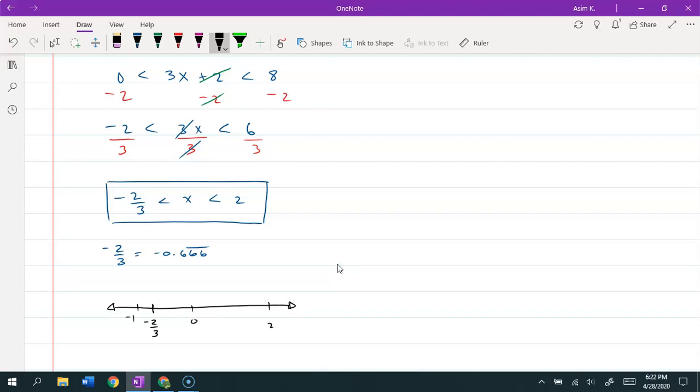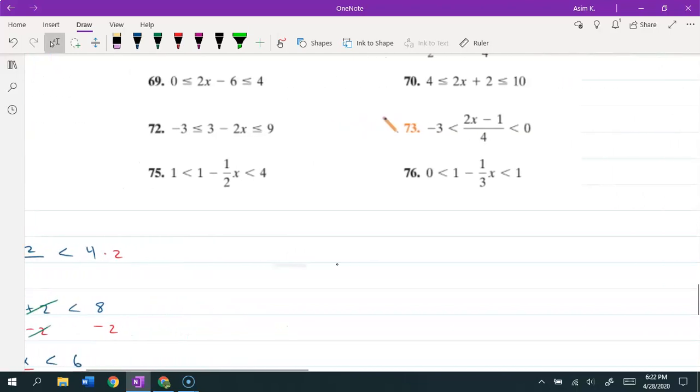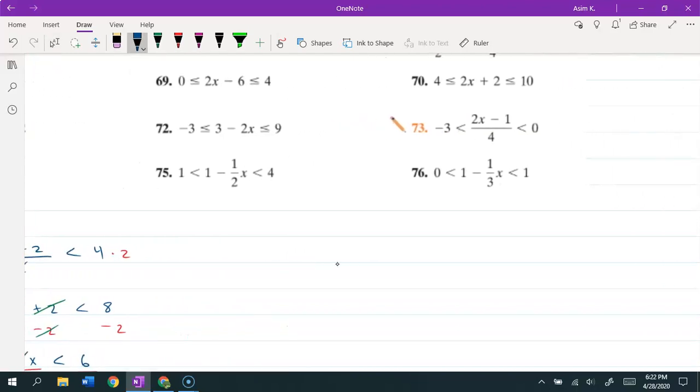So one of the reasons why we use a number line is for students to understand where a number is. That's so important, right? So negative 2/3 and 2, and then we shade between them like this over here. Okay. All right, let's do one more, and then inshallah we'll wrap up with today's lesson.